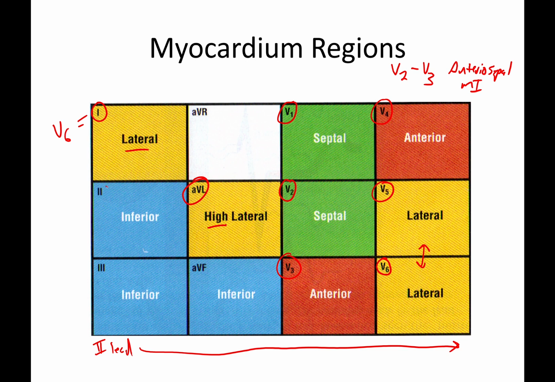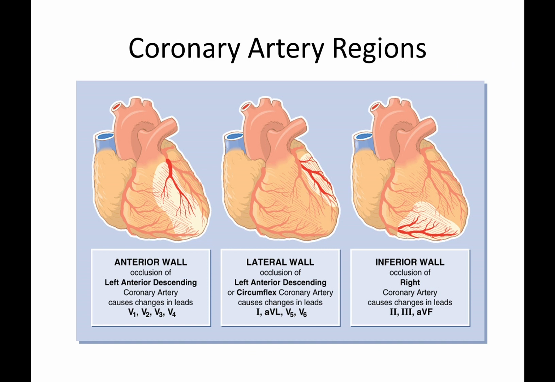Rounding things out, we have our 2 lead, 3 lead, and AVF. And those represent that inferior portion of the heart. So if I see changes in those, then that's the section of the heart I have there.